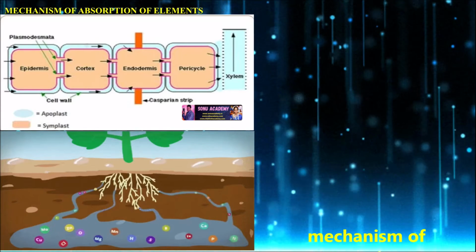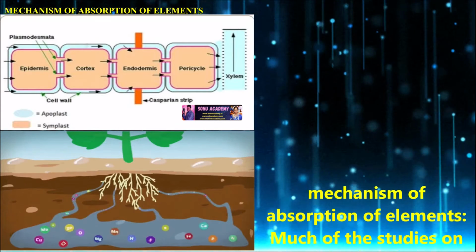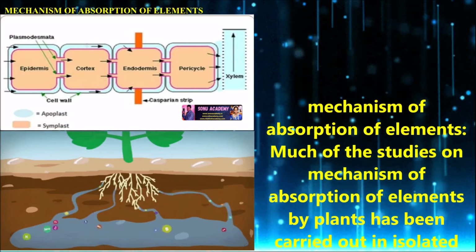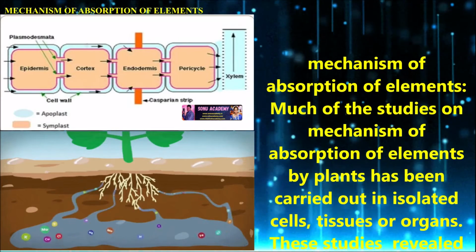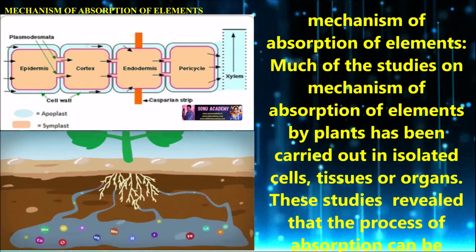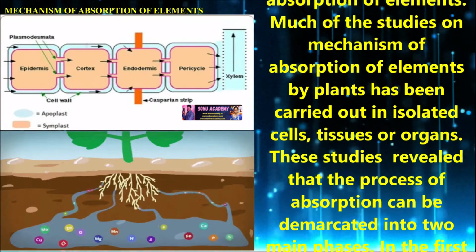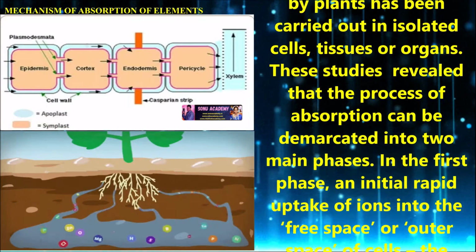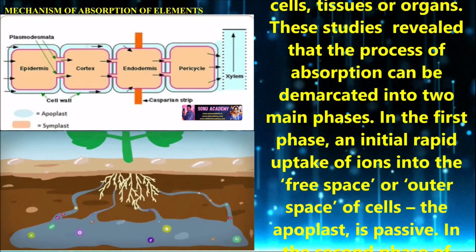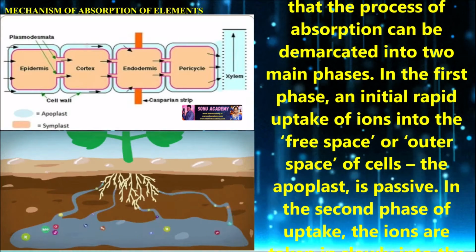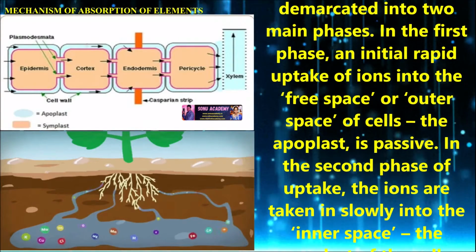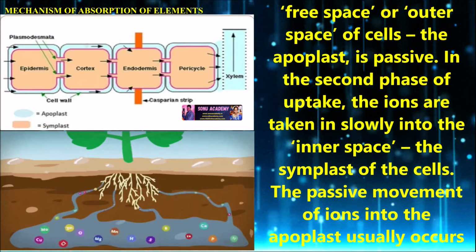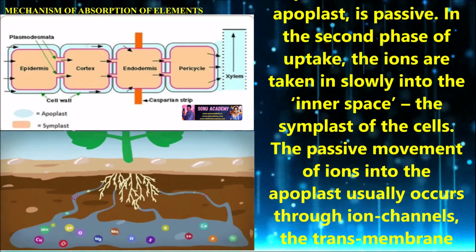Now let us discuss the mechanism of absorption of elements. Children, much of the study on the mechanism of absorption of elements by plants has been carried out in isolated cells, tissues, or organs. These studies revealed that the process of absorption can be demarcated into two main phases. In the first phase, there is an initial rapid uptake of ions into the free space or outer space of cells, the apoplast. This is passive. In the second phase of uptake, the ions are taken in slowly into the inner space, the symplast of the cells.